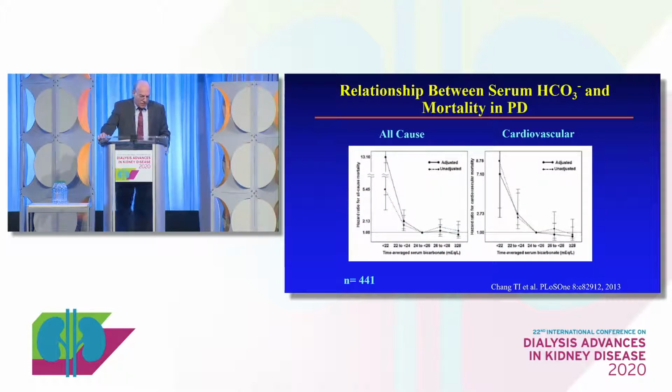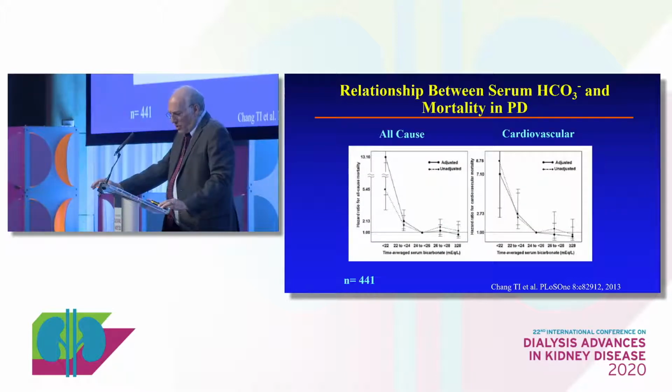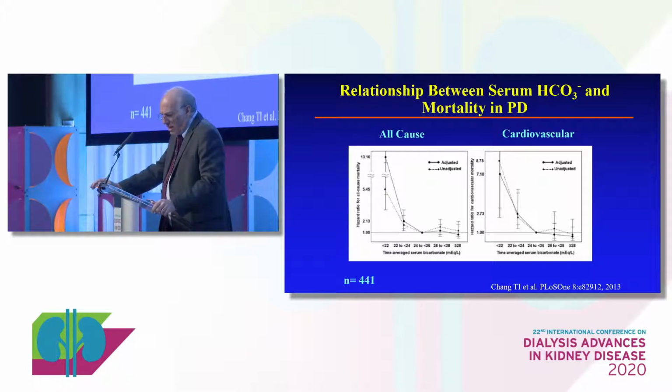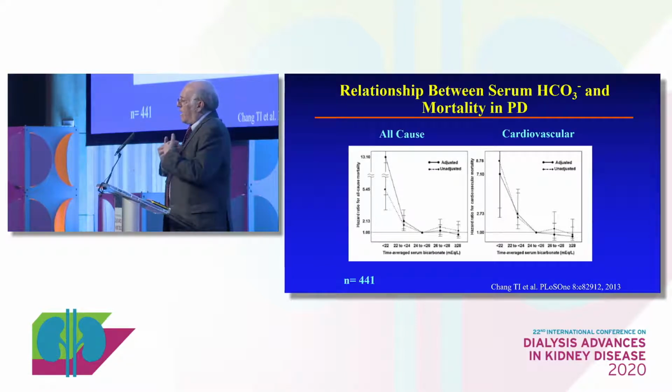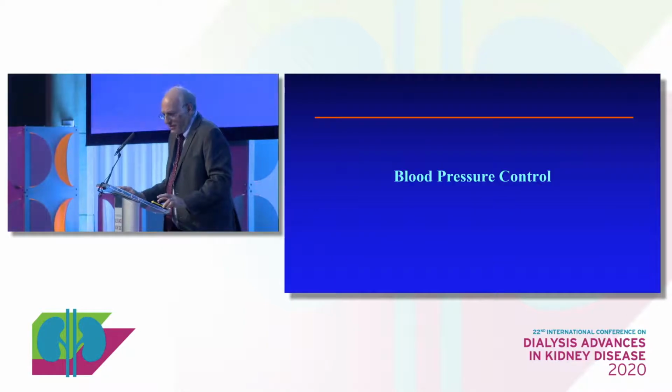Looking at it in a different distribution, you can see that there is an increase in the hazard ratio for mortality as one gets below a bicarb of 24. I reside at altitude, my patients reside at altitude. We all have a respiratory alkalosis. We all have a compensatory decrease in our serum bicarbs. Normal bicarb for me is 22. Does this differ at altitude? I wish I knew the answer to that.